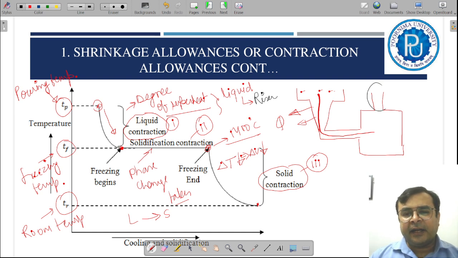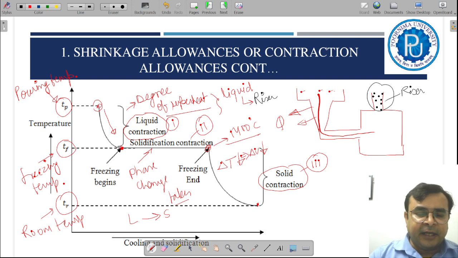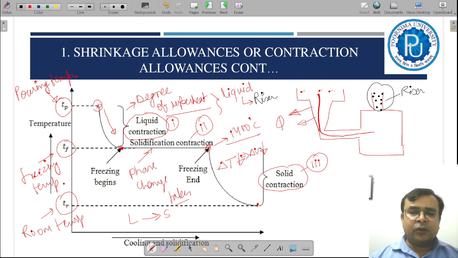This is a riser, and its purpose is that it acts as a molten metal reservoir, and it provides liquid metal during solidification in the mold cavity. So this is a molten metal reservoir, and it contains liquid metal, and during solidification it provides liquid metal to accommodate the liquid and solidification contraction.